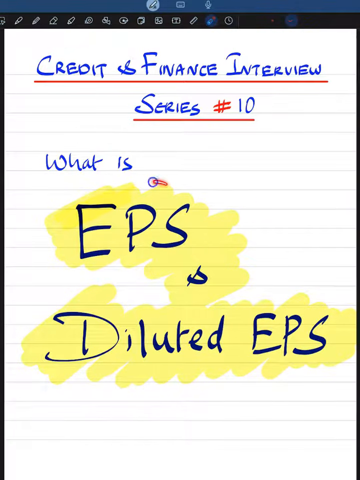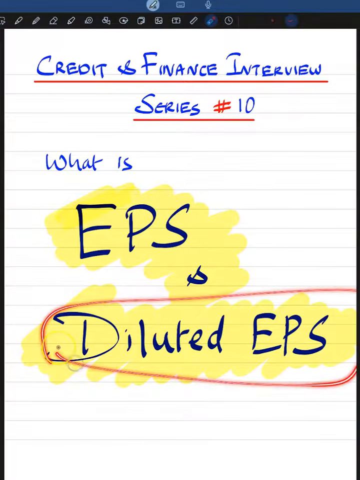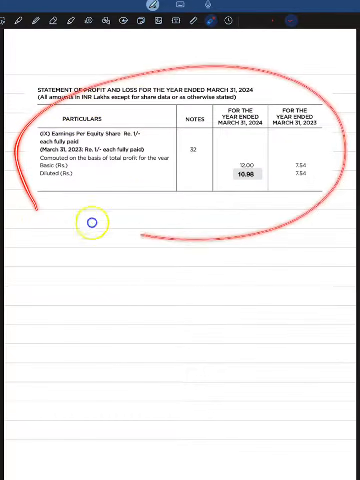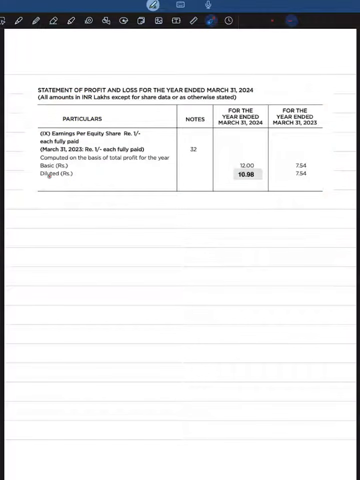Let's understand what is the difference between EPS, that is earnings per share, and diluted EPS. Look at this part of a financial statement where they have reported the EPS. If you notice, there is no change in the basic and diluted EPS in the previous year 23, but in 2024 their basic EPS is 12 whereas diluted EPS is 10.98. So what causes this difference?